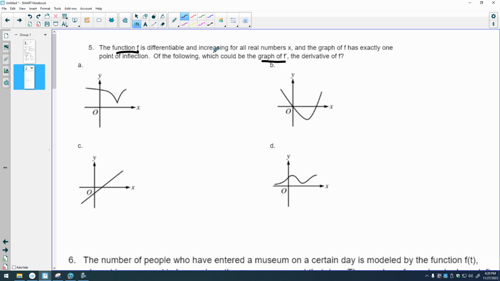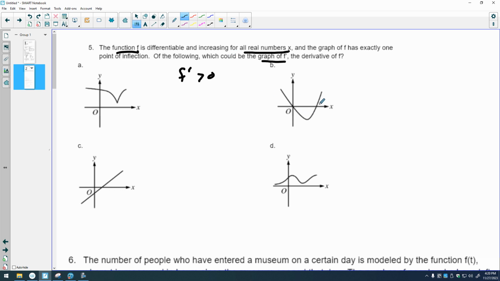Okay, increasing. If f is increasing, what does that tell me about f prime? If f is increasing, f prime is greater than 0 for all real numbers. So no matter where I'm at, f prime will be above the x-axis. It'll be greater than 0. The actual values of my derivative will be greater than 0 because my function is increasing everywhere. This is all above the x-axis, so this one's good.